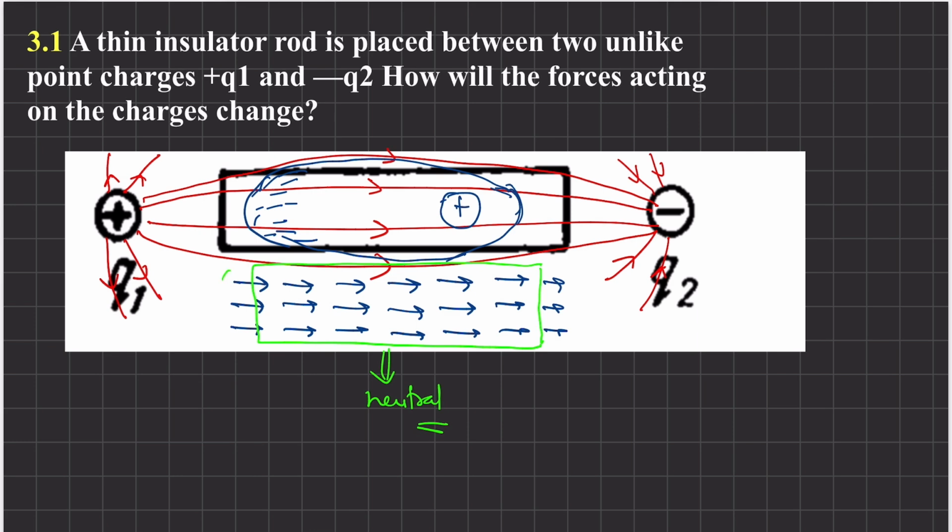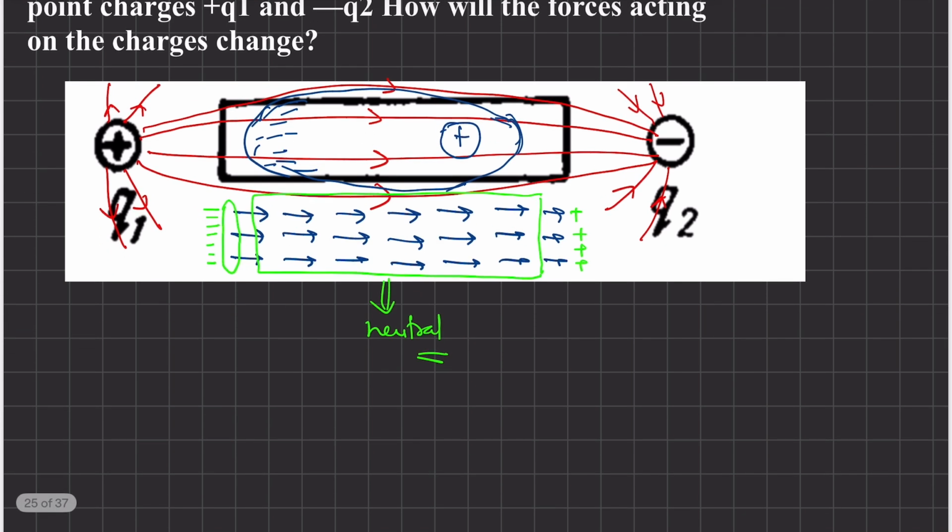But here, on this side you will have minus charges accumulated, and on this side the positive charges will be accumulated. So now, on this particular charge plus q1, of course minus q2 is applying some force F in this direction, but along with that there would be some force in this direction appearing because of polarization. There is some force appearing on this charge due to polarization.